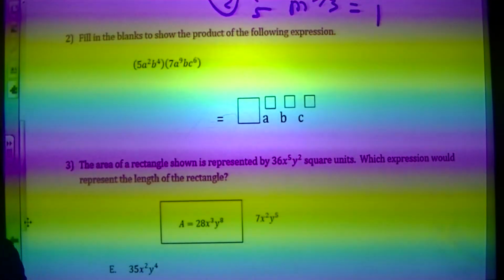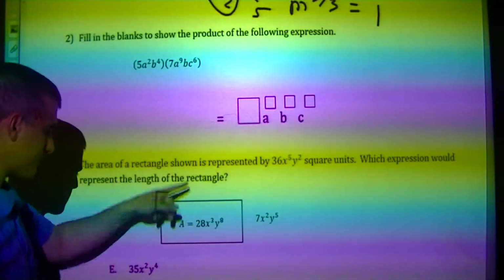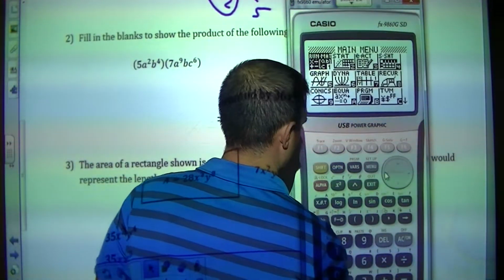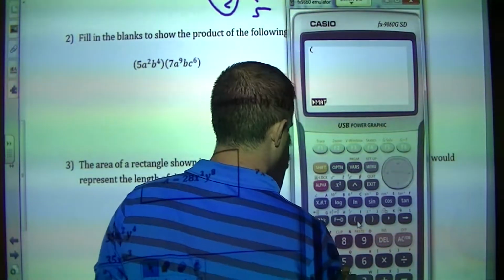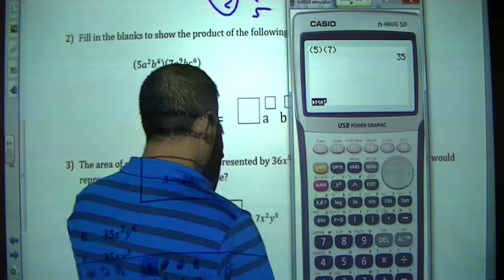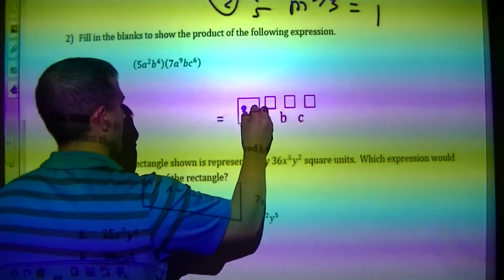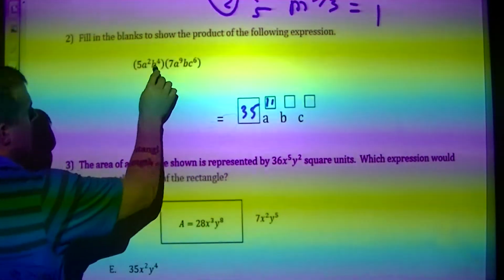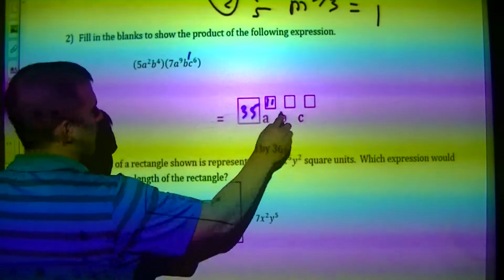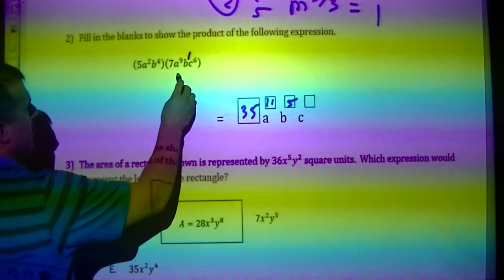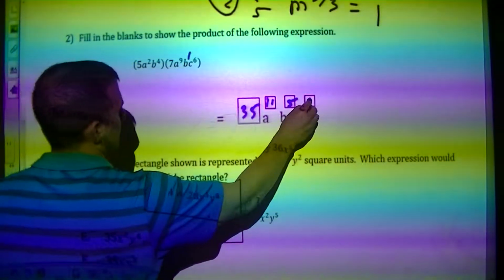This problem, I go into menu. I'm just going to lose all those variables. So I got 5 and I got 7, 35. 2 and 9 is going to be 11. 4 and, okay, there's a 1 there, 5. If you don't see one, you've got to put one there. And then I just have C6.